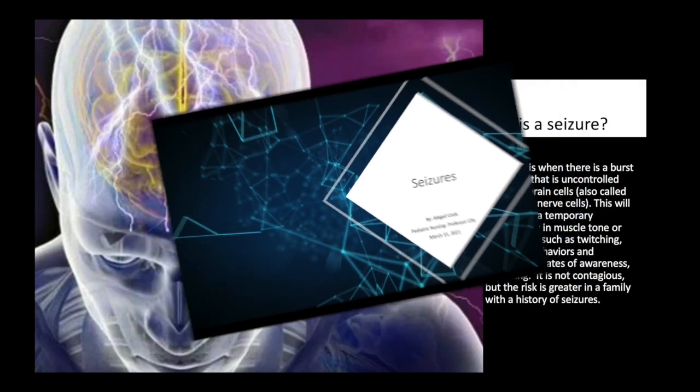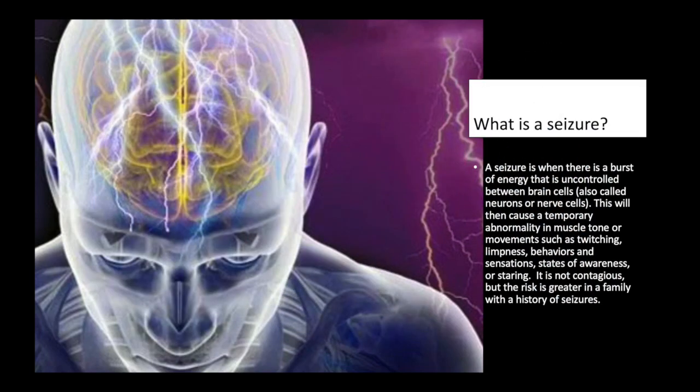To begin, what is a seizure? A seizure is the burst of uncontrolled electrical activity between the brain cells, also called neurons or nerve cells. This will cause temporary abnormalities in muscle tone or movements such as stiffness, twitching, limpness, behaviors and sensations or states of awareness.